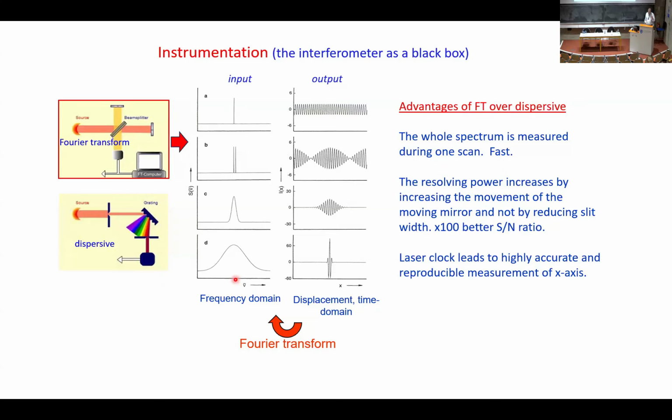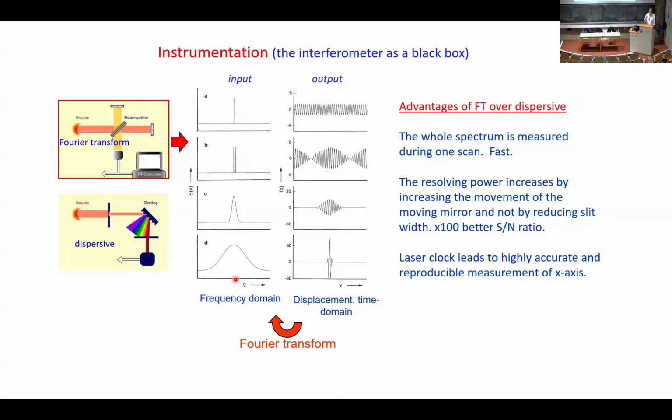Of course, if you need signal to noise, you will collect many such scans, as we call them. The second is that in order to resolve features that are energetically very close to each other, you need a resolving power which is increasing, in the case of the Fourier transform, by increasing the length of the moving mirror, and not by decreasing slits. If you think about it, if you want to improve the resolution of a dispersive spectrometer, you have to decrease the slits, and you have less and less light going to your detector. This is not the case with the Fourier transform.